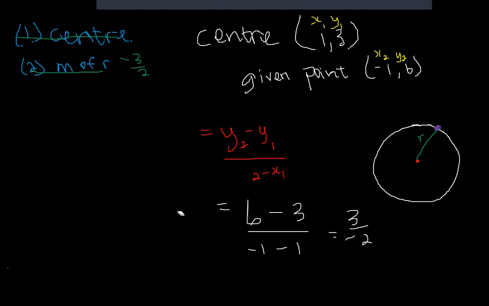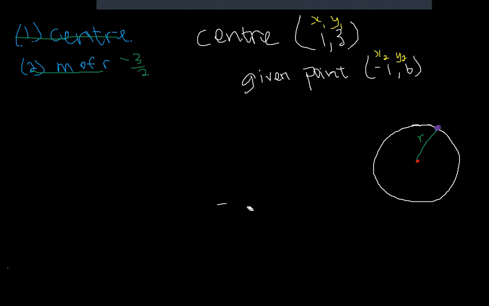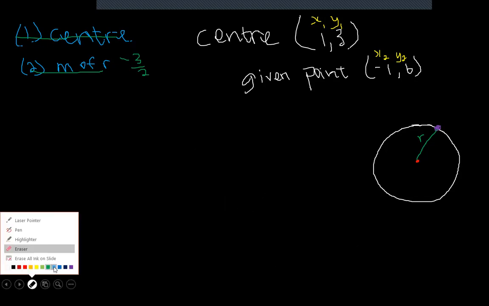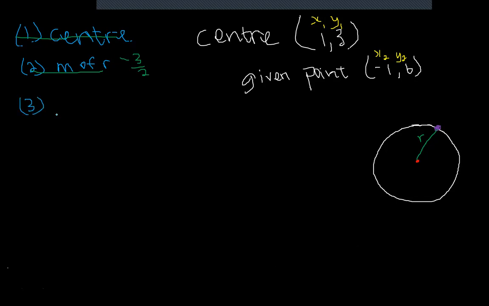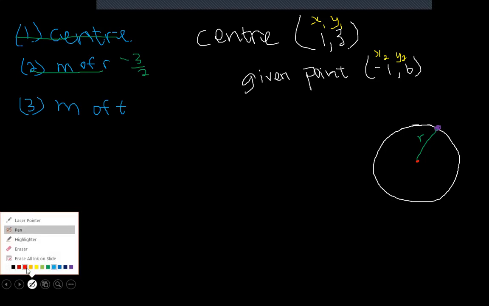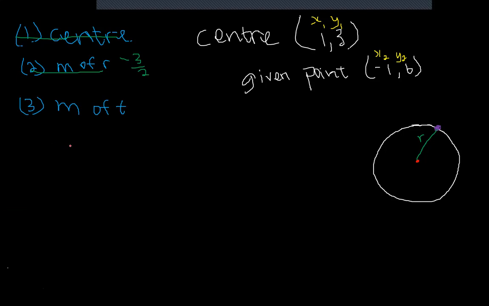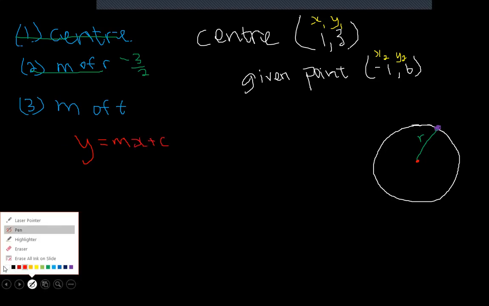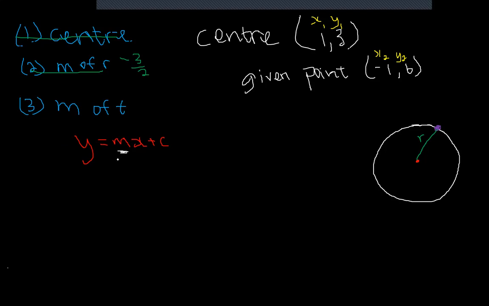Now, this explains why we had to find the gradient of the radius in the first place. The third step, because we're trying to find the equation of the tangent, is to find the gradient of the tangent. Why do we need the gradient of the tangent? Because they want the equation, and we know the equation of a straight line is y equals mx plus c. To write it in this form, we need to know the constants m and c. Right now we're trying to find the constant m.